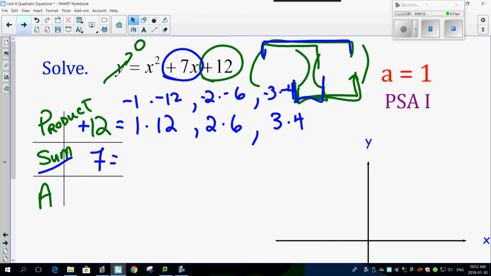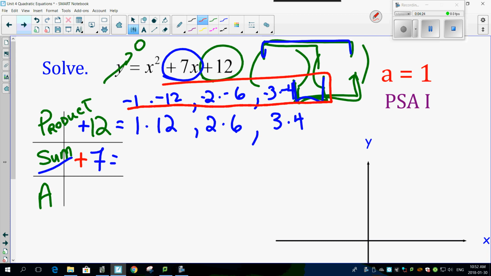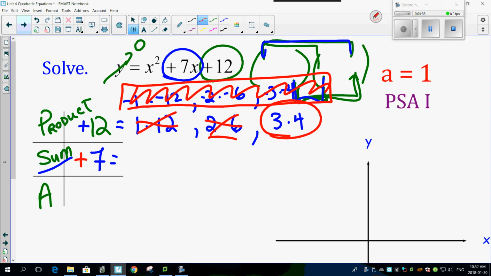Now, here's the catch though. It has to add up to give you a positive 7. Well, you look at every one of these, they're all negative. So a negative plus a negative is still going to give you a negative, so it's not going to be any one of these. 1 and 12 gives you 13, 2 and 6 gives you 8, so those two don't work. Your final number, of course, is going to be 3 and 4.